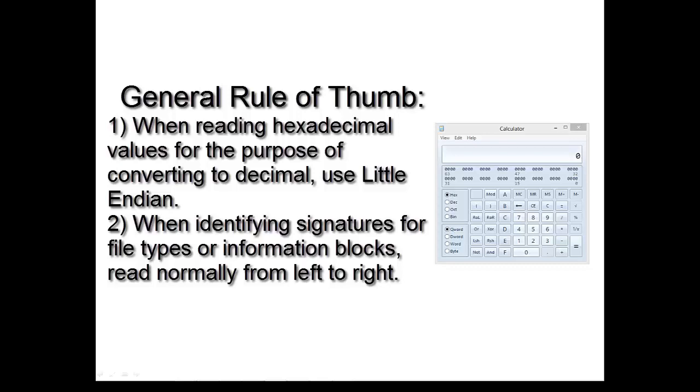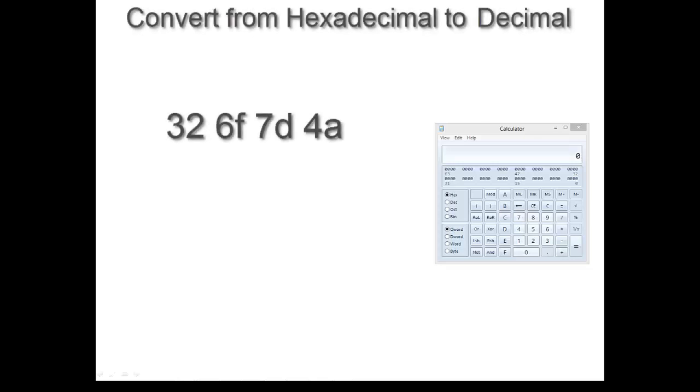When simply interpreting certain values, such as a signature tag or determining a cluster run, you will read those from left to right. I know it sounds confusing, but it'll all come to you with practice. Having good reference charts also helps. Okay, let's convert the following value into decimal from its native hexadecimal format.